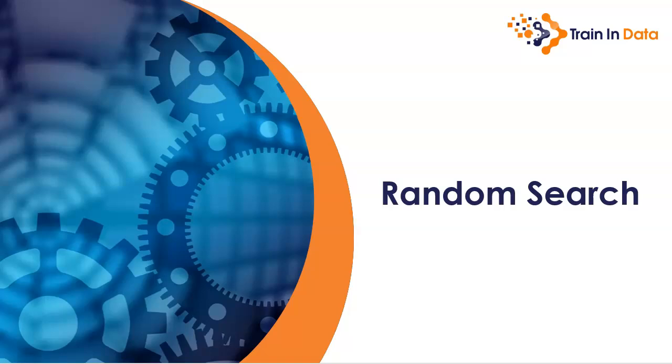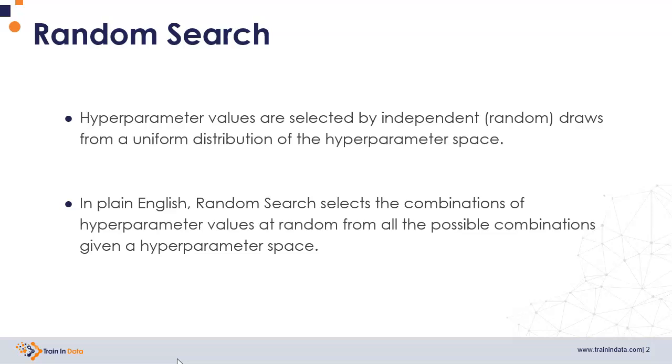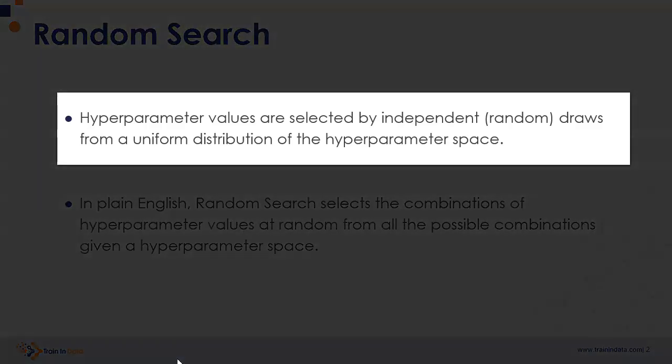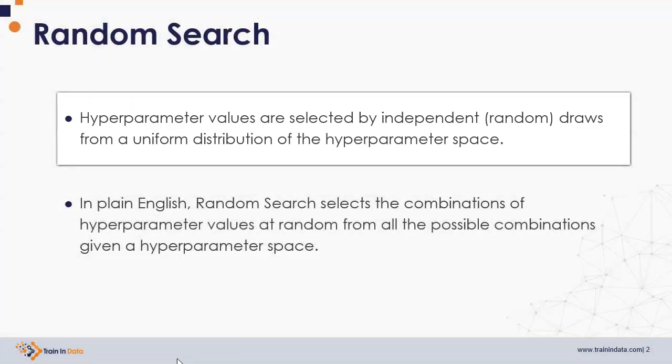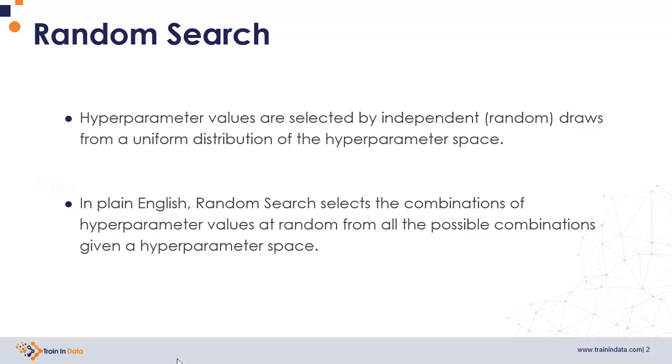In this video, we're going to discuss a third algorithm to select candidate hyperparameters called random search. As the name indicates, in random search, hyperparameter values are selected by independent draws from a uniform distribution of the hyperparameter space. Or in plain English, random search selects the combinations of hyperparameters at random from all the possible combinations given a certain hyperparameter space.